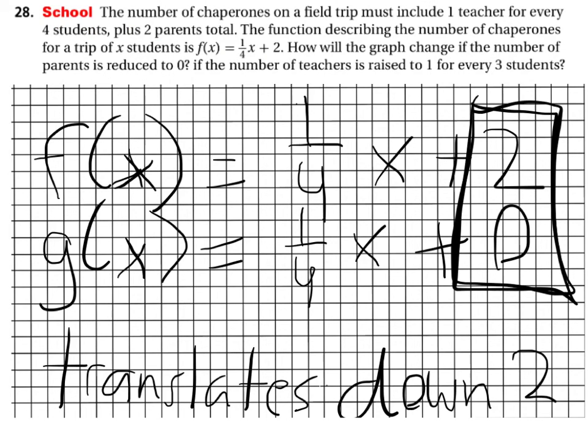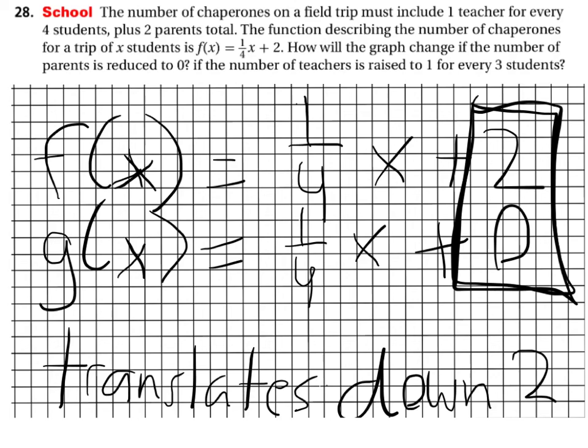Problem 4. The number of chaperones on a field trip must include one teacher for every 4 students, plus 2 parents total. The function describing the number of chaperones for a trip of x students is f of x equals 1/4 x plus 2. How will the graph change if the number of parents is reduced to 0 and if the number of teachers is raised to 1 for every 3 students?